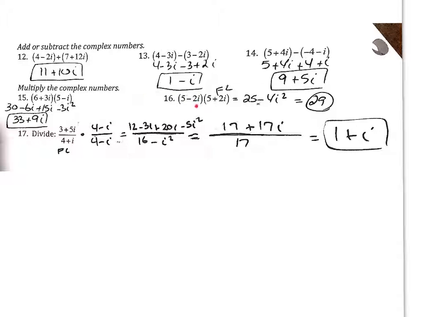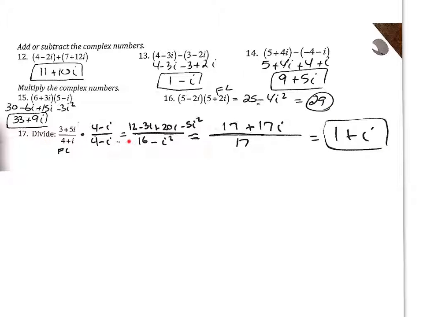16, these are conjugates. And when you have conjugates, you can just do first and last. Multiply your first. 5 times 5 is 25. Your last, negative 2i times positive 2i, is negative 4i squared. Don't forget what the i squared does. It's negative 1. It changes your minus 4 to plus 4. And 25 plus 4 is 29.